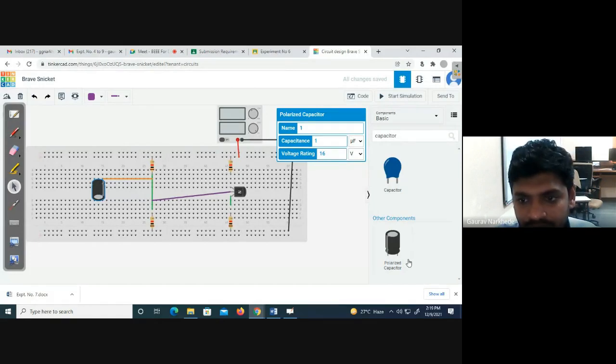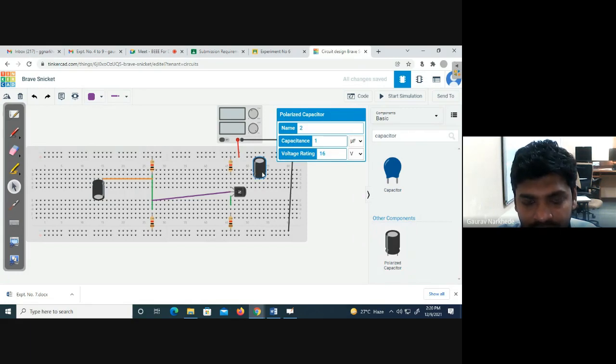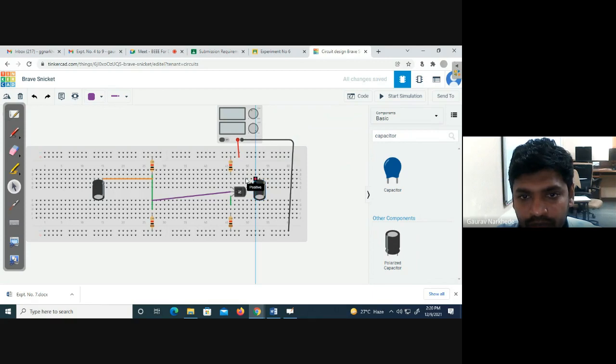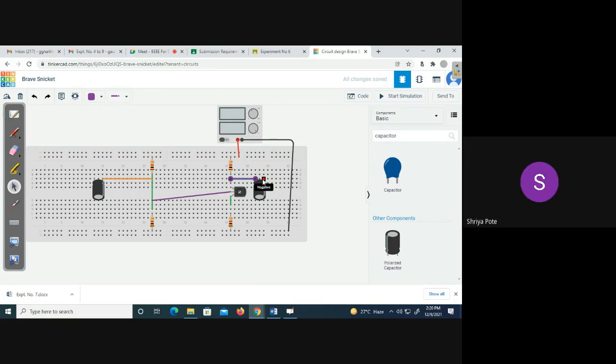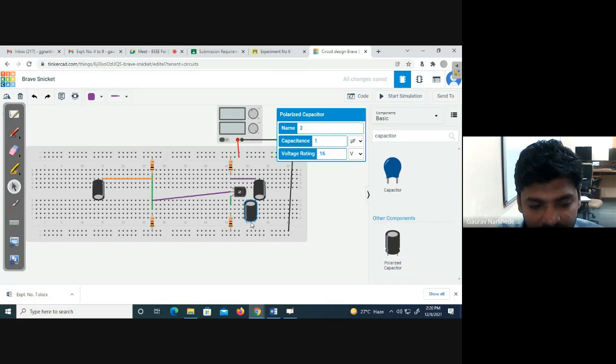Similarly, one more capacitor we want, and this is your positive. This positive terminal I am connecting here, and here I need to take the output, correct? Yes, sir. Okay, and then one more capacitor I will be taking here, and it is connected.